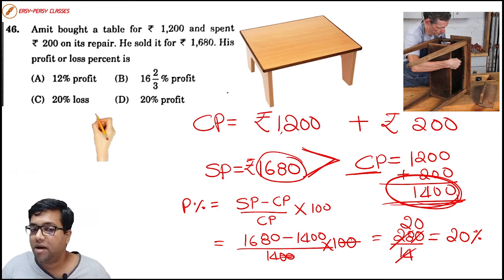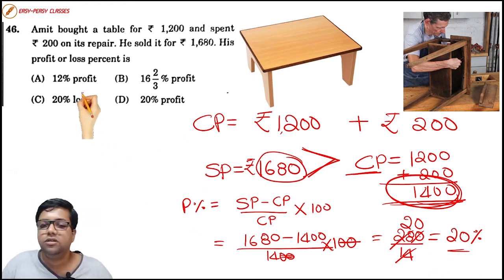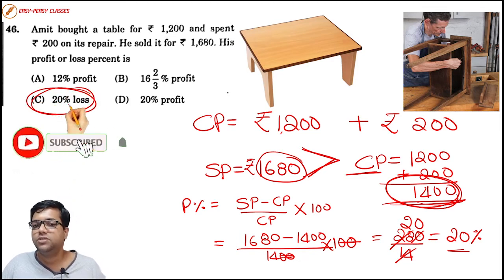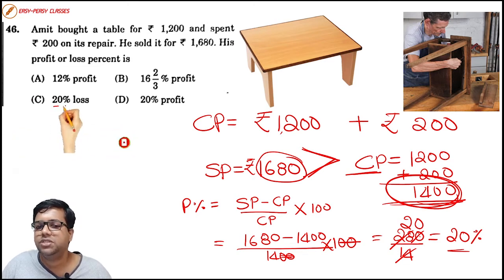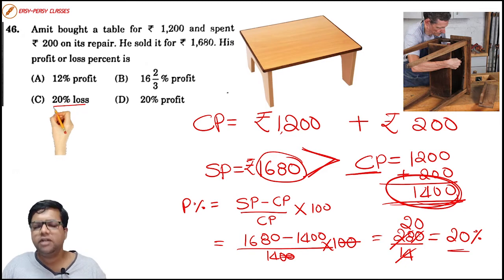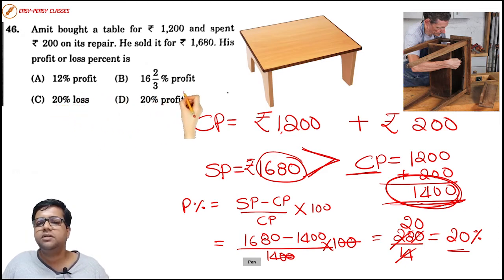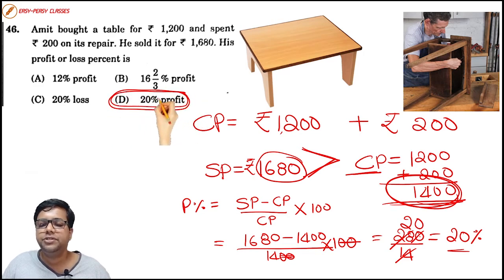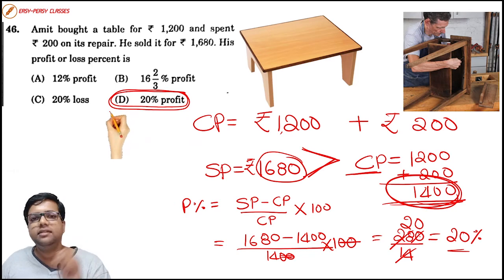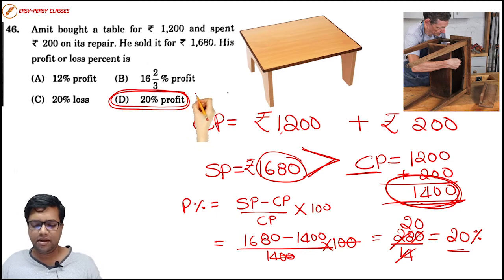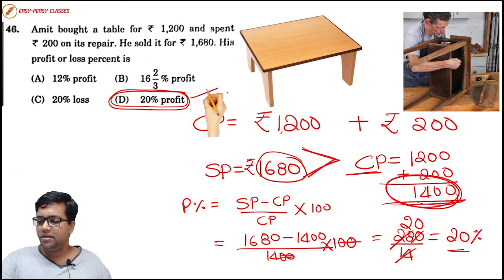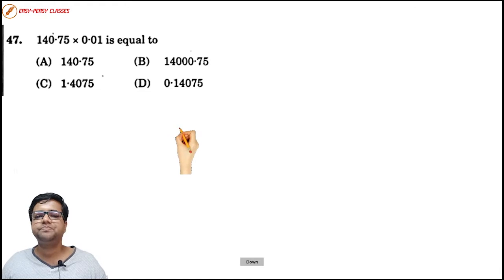While marking the answer, just by looking at 20, some kids may choose option C, which is wrong. Option C says 20% loss. Did he make a 20% loss? No, he actually made a 20% profit. So you need to be a little attentive and cautious while marking the answer. He made a 20% profit, which is option number D. So the right answer is option number D, 20% profit. Moving further to our next question.